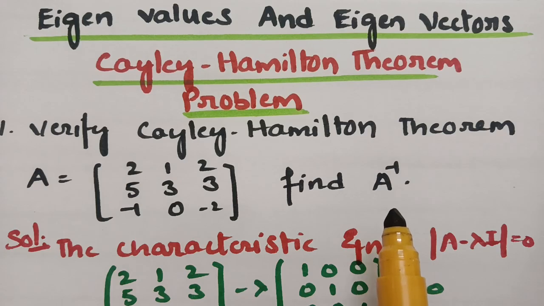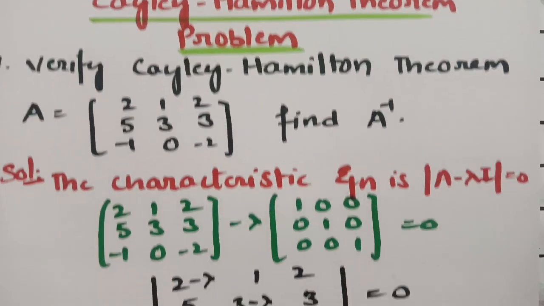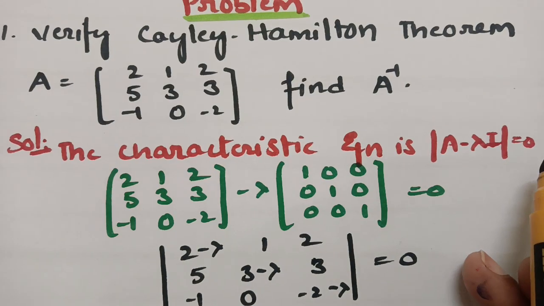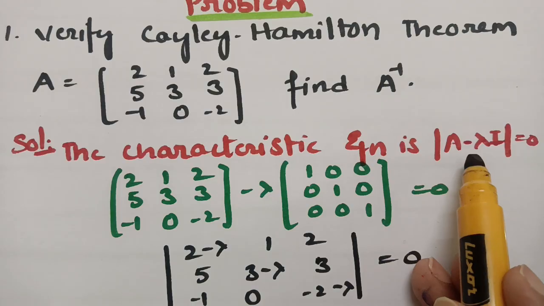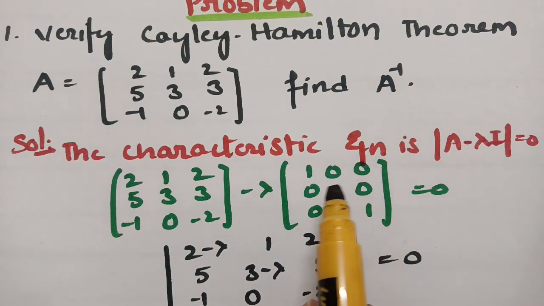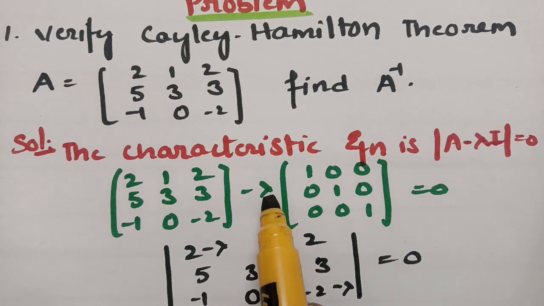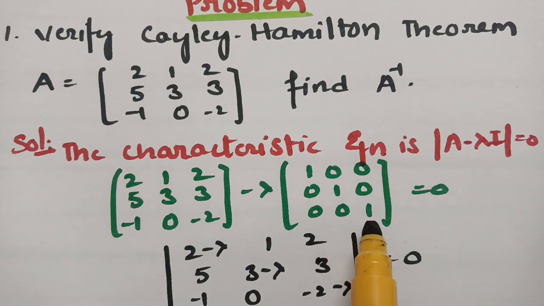The statement states that every square matrix satisfies its characteristic equation. First of all, we have to find the characteristic equation of this matrix A. The characteristic equation is nothing but |A - λI| = 0. So this is the A matrix, the square matrix in the question, minus λ into I. I means [1, 0, 0; 0, 1, 0; 0, 0, 1]. So if I multiply, it will be λ, 0, 0; 0, λ, 0; and 0, 0, λ.